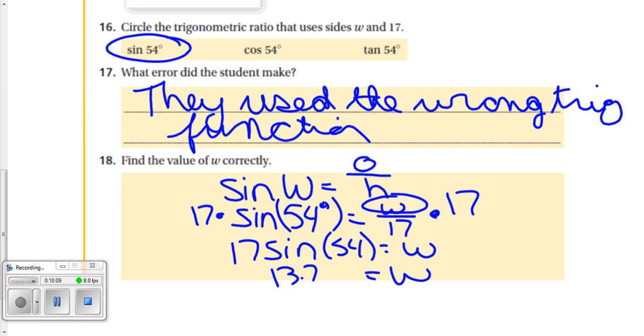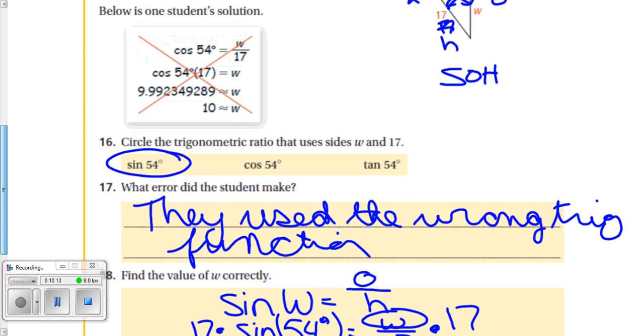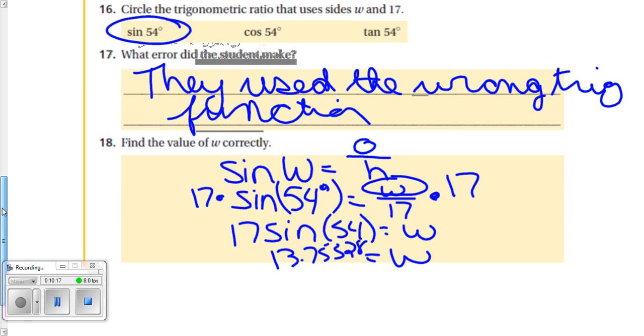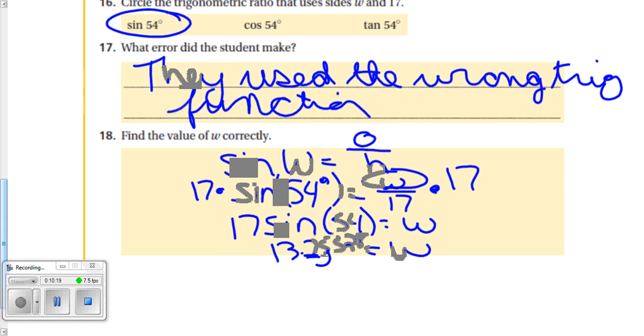13.7532889. And my directions tell me to round to the nearest tenth. So the 7 is in the tenth place, the 5 tells it to round up, so 13.8 is my W. Okay, so your answer can be off by a lot if you use the wrong trig function.